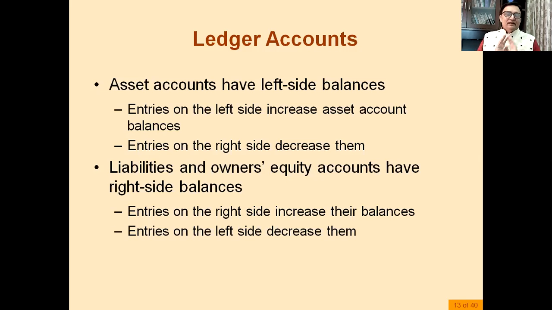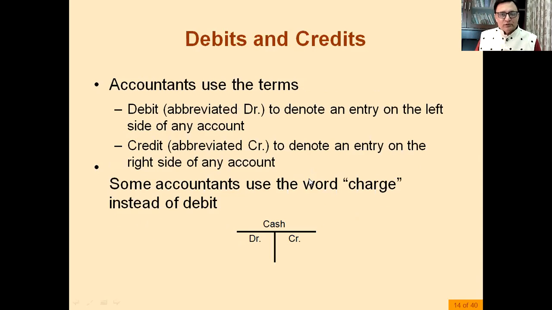So asset accounts have left side balances. For example, whatever assets are purchased, they will always have a debit side balance. That is, entries on the left side increase asset account balances, and entries on the right side decrease them. So liabilities and owners' equities have right side balances. Entries on the right side increase the balance, and entries on the left side decrease them. So in this way, we will be balancing the accounts at the end of the year, so that we can prepare the financial statements. Firstly, we'll prepare the trial balance.